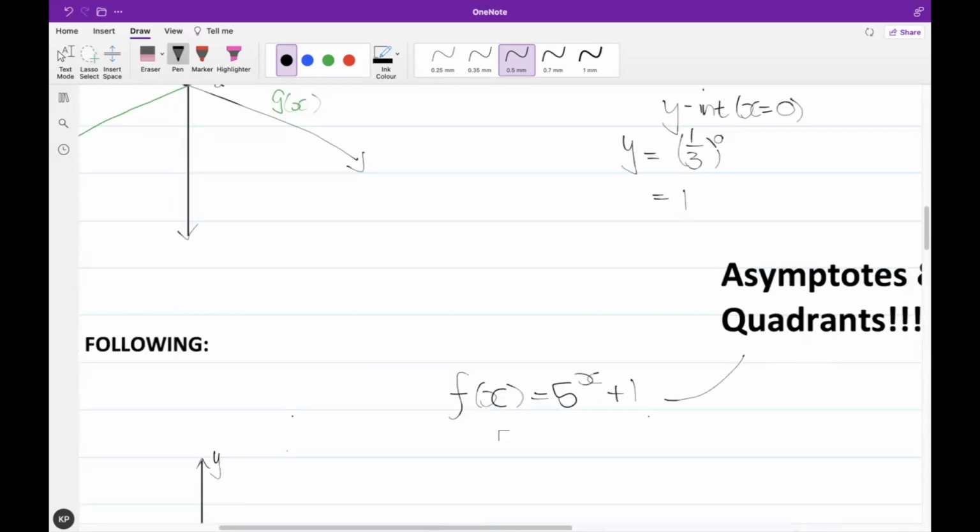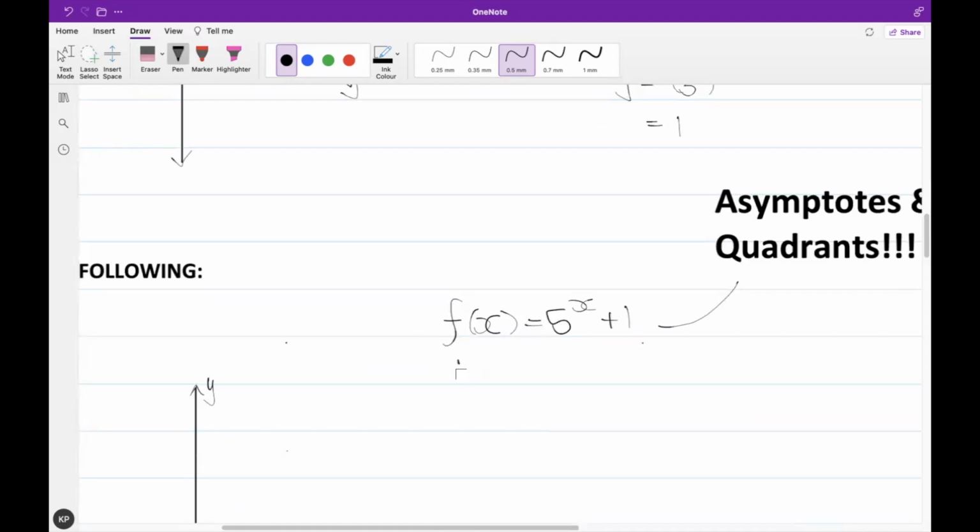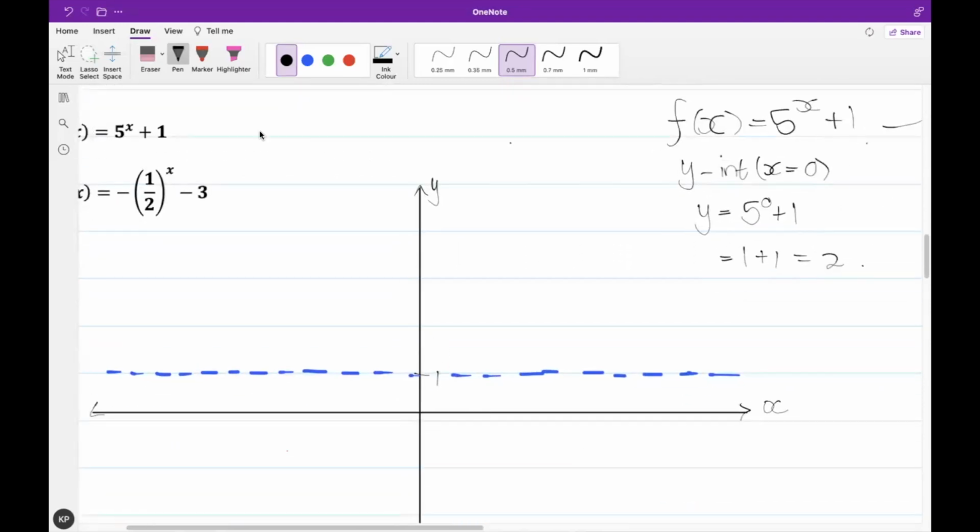All right. Great. Now let's look for my y-intercept over here. So that means x is 0. So let me write it properly and start taking shortcuts. Y-intercept, x is 0. So then y is equal to 5 to the power of 0 plus 1. Once again, 5 to the power of 0 is 1, plus 1 is equal to 2. So once again, my asymptote is at 1 and my intercept will be at 2.